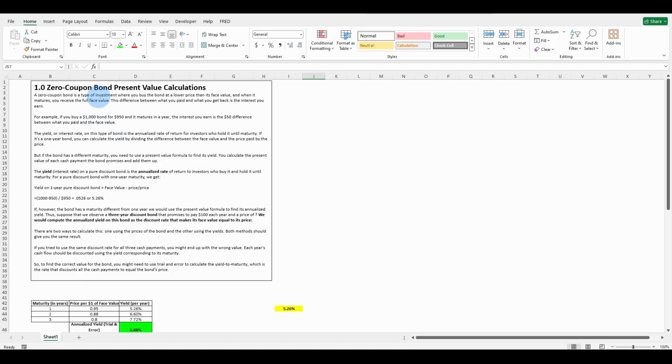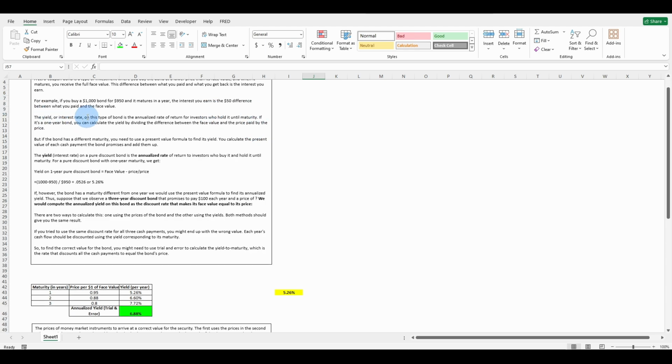A zero coupon bond is a type of investment where you buy the bond at a lower price than its face value. When it matures, you receive the full face value. U.S. Treasuries sell at a discount. One month Treasuries will sell for 99.75. Face value minus interest would be the discounted amount. The difference between what you paid and what you get back is the interest you earn, all right? For example, if you buy a $1,000 bond for $950 and it matures in a year, the interest you earn is the $50 difference between what you paid and the face value.